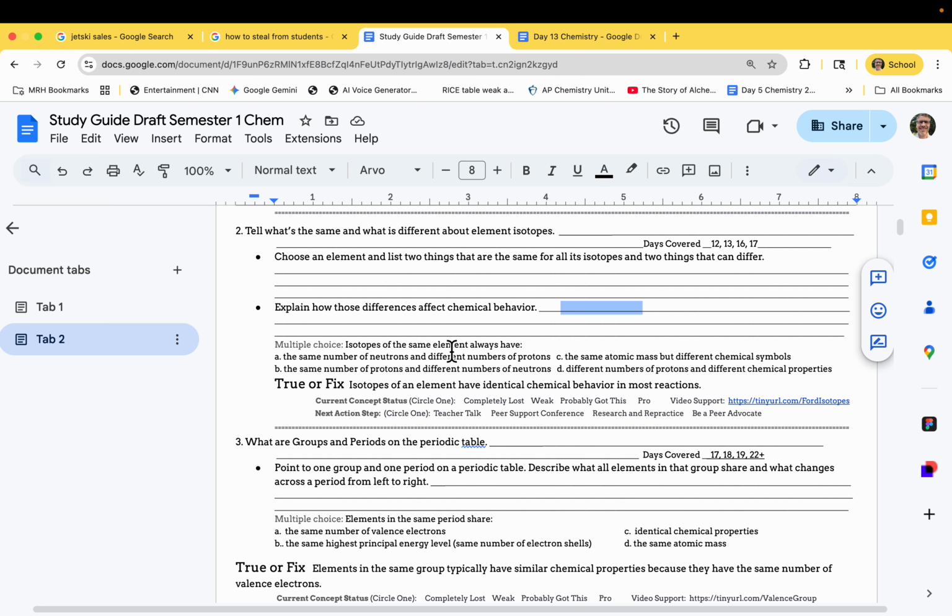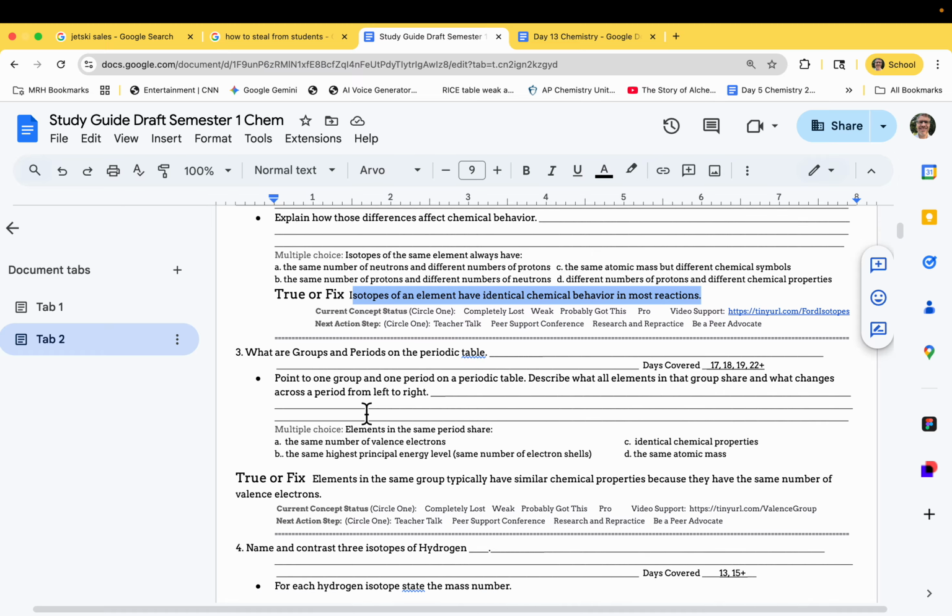Multiple choice. Isotopes of the same element have the same number of neutrons but different number of protons. Wrong. The same number of protons but different number of neutrons. Yes. Option B is your best choice. True or fix. Isotopes of an element have identical chemical behavior in most reactions. True. Their behavior is identical.